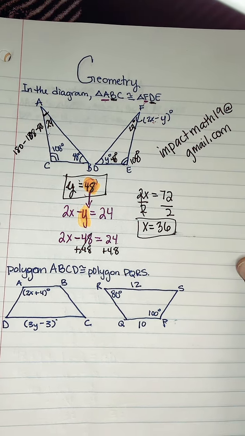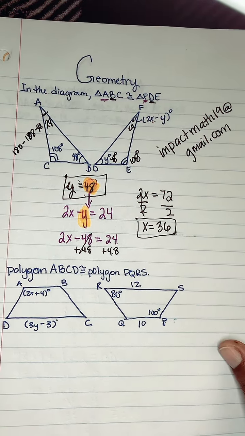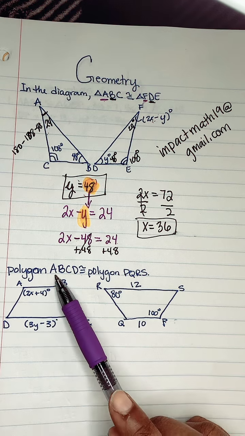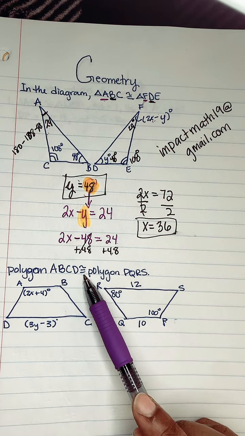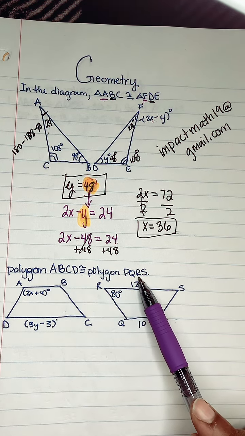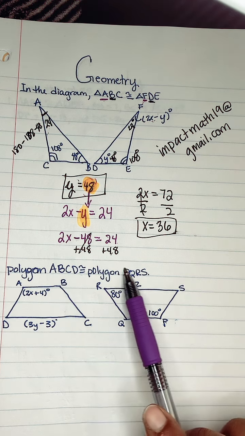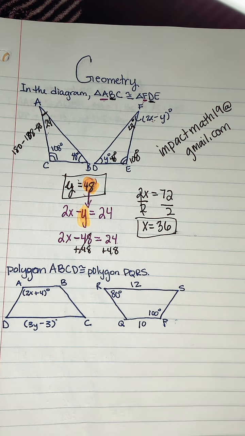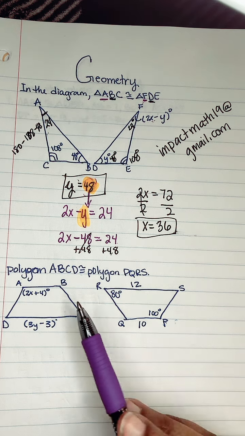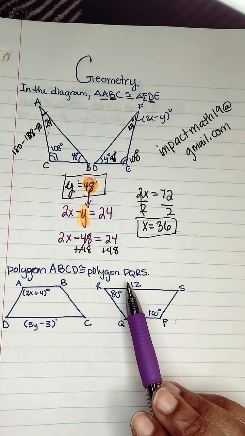Okay. All right. So polygon ABCD is congruent to polygon PQRS. All right. Remember, this statement is crucial. Why is it crucial? Because it tells us what are congruent to each other.